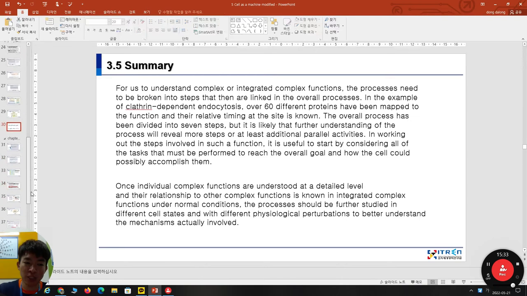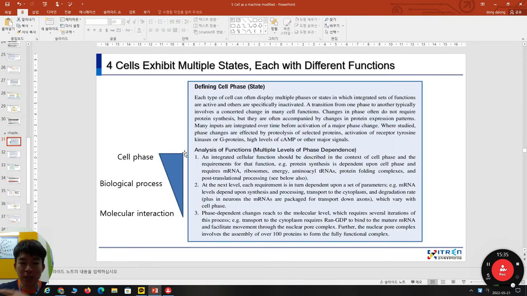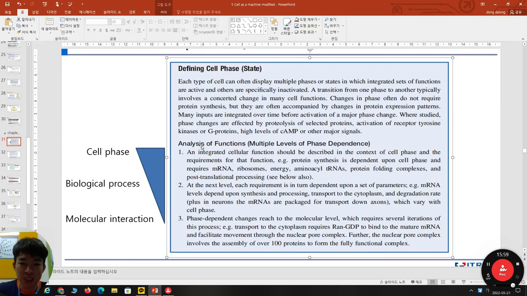Okay, our final chapter today is chapter 4 of this semester. Chapter 4 is labeled: cells exhibit multiple stages, each with different functions. So in this chapter, they focus on cell phase a lot. Analysis of function: an integrated cellular function should be described in the context of the cell phase. Cell phase is very important.